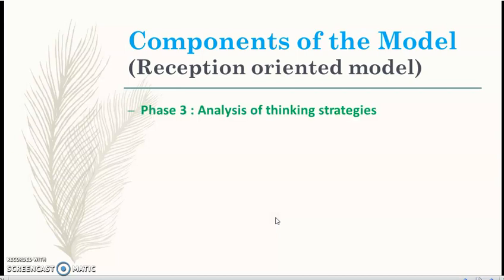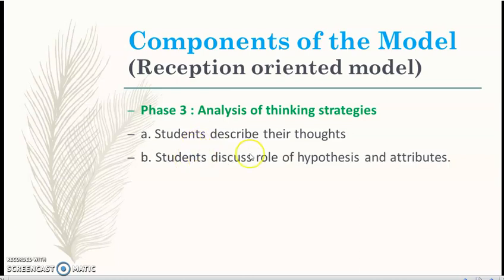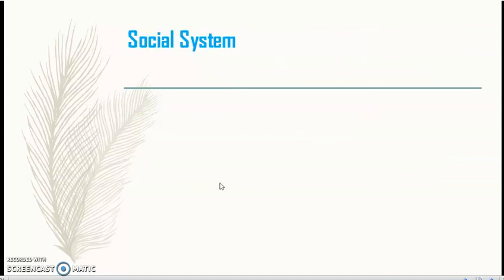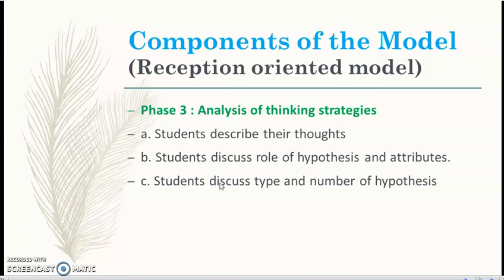Phase 3 of this model is about analysis of thinking strategies. Here students describe their thoughts of how they came to that particular concept. They also discuss the role of hypotheses and attributes, and how they helped them come to that understanding of the given concept. Students also discuss the type and number of hypotheses which were framed during the process. So these were some of the components associated with the model, which included the syntax, which had 3 phases.